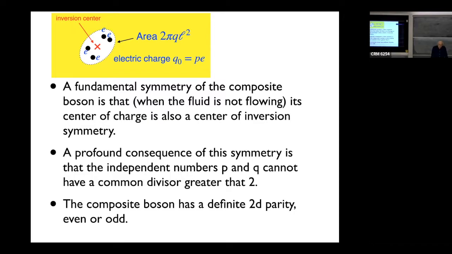Okay, and the other thing is that composite bosons have a definite parity. One of the things which indicates the species is whether it's even or odd parity, and parity here means two-dimensional parity, which is 180-degree rotation in the 2D plane, not 3D parity where mirrors are involved.